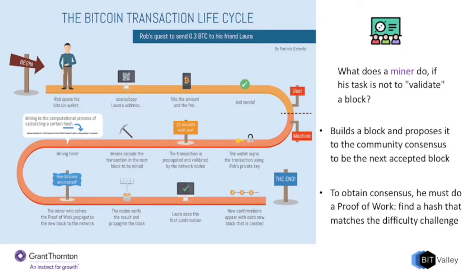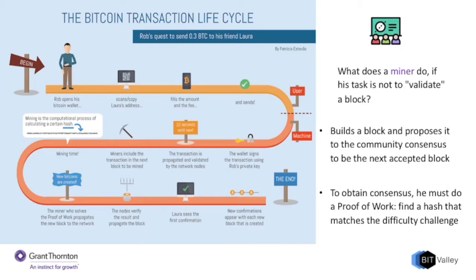But what does a miner do if his task is not to validate the block? They build blocks and propose them to the community consensus to be the next accepted block. To obtain this consensus, they must do a proof of work, find a hash that matches the difficulty challenge. Until now, 10 seconds had just passed.